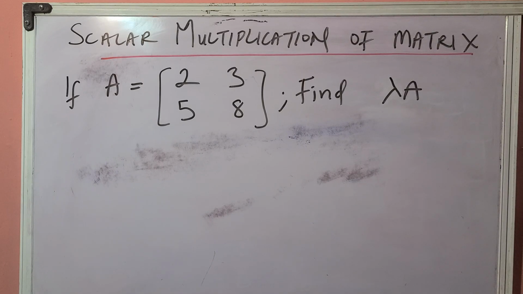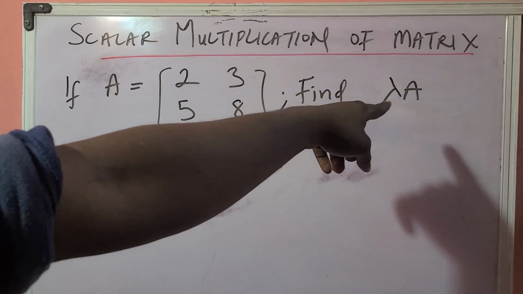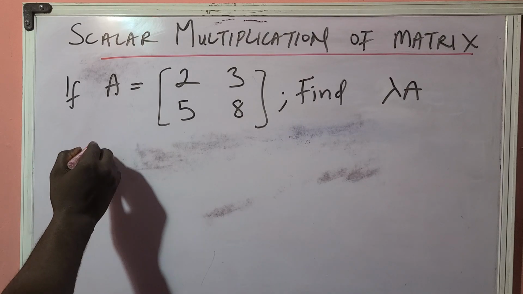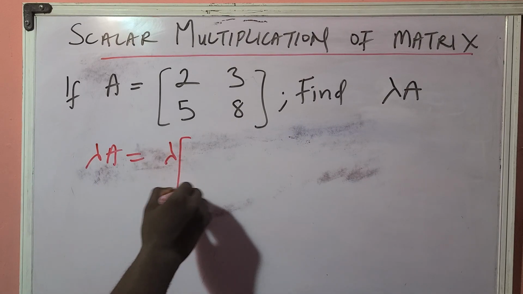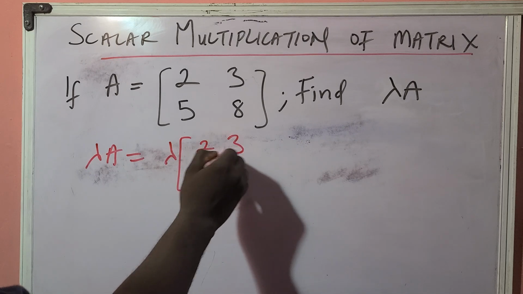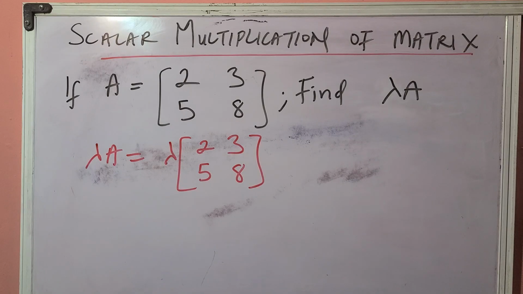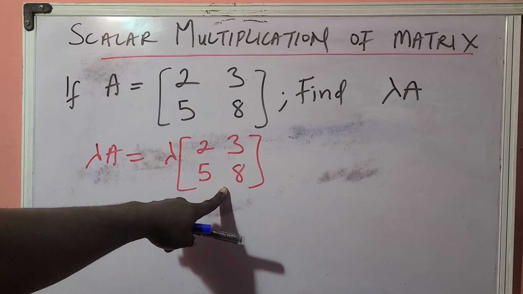So how do you go about scalar multiplication? All you have to do is to multiply the matrix A given using the scalar. So what you have to do is to introduce the scalar lambda as a factor that would have to be multiplied by every element of the matrix A. So this is the scalar lambda, and this is the matrix A.